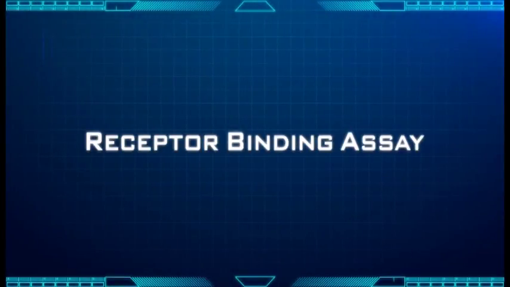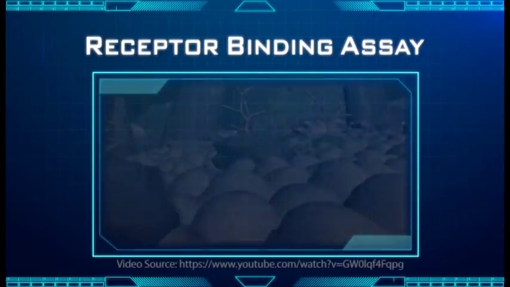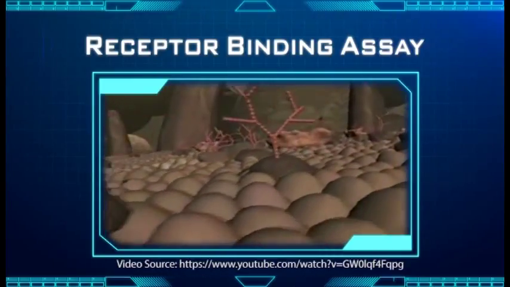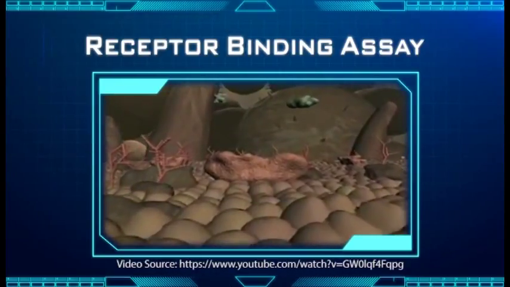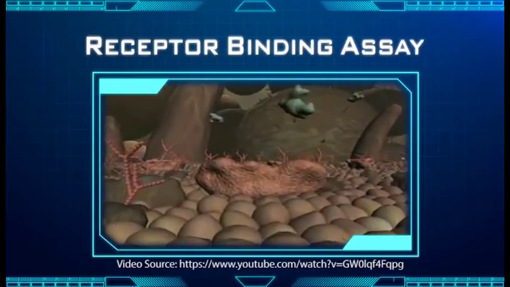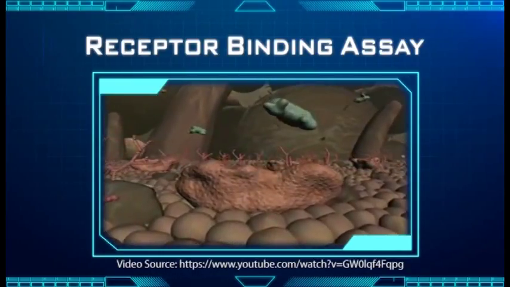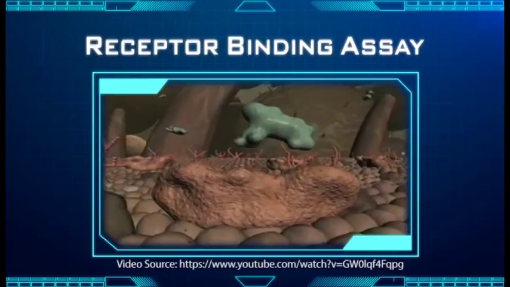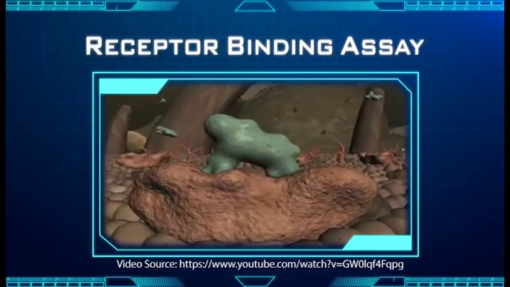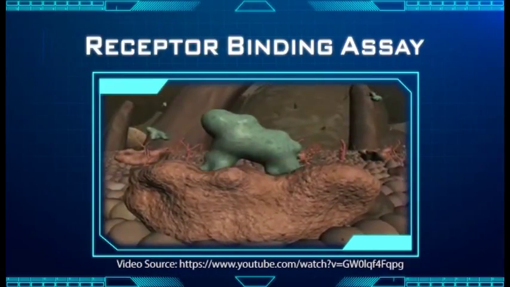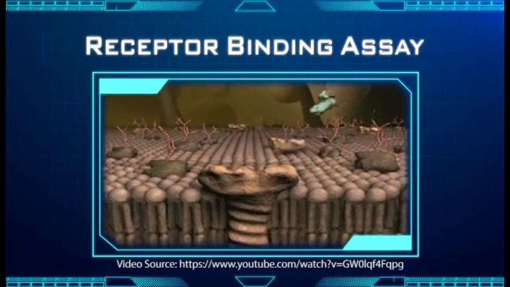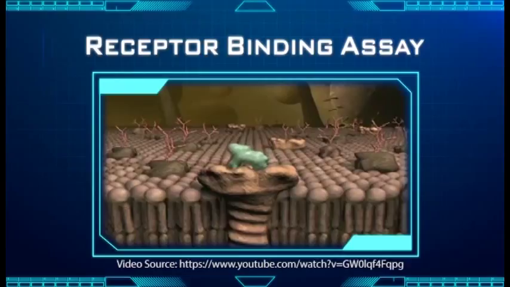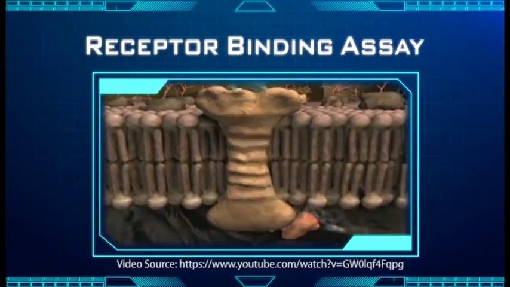Receptor binding assay. The principle. Receptor binding assay, or RBA, is a technique based on the binding interaction of a labeled compound called ligand to a specific receptor. The ligand is usually labeled with a radioactive isotope or a fluorescent compound to facilitate the detection of its binding interaction with that receptor.